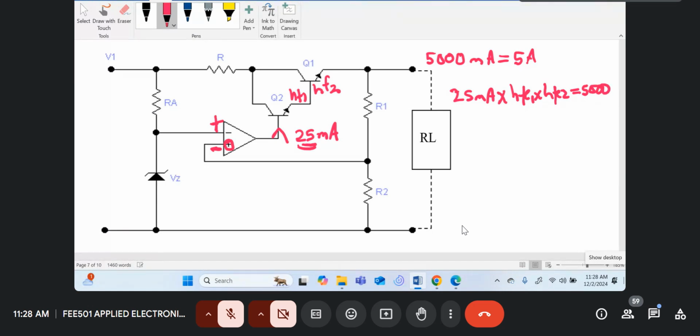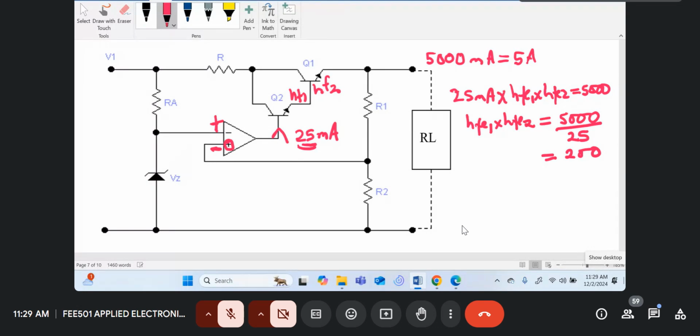So this tells me that HFE1 times HFE2 will be equal to 5,000 divided by 25. So this should be 25 into 50 is 200. Okay, so this is the minimum total gain of the two transistors.